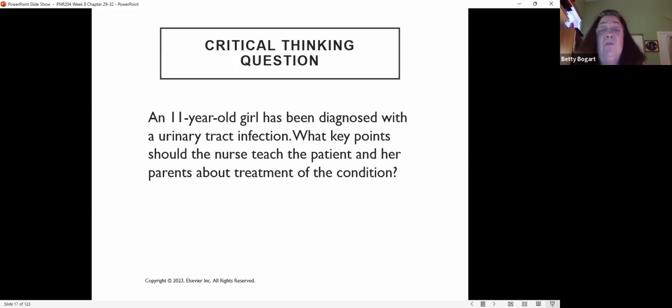Well, you have an 11-year-old girl who has been diagnosed with a urinary tract infection. What key point should the nurse teach the patient and her parents about treatment of the condition? What's the number one thing they should be taught that they have to be aware of when you are apt and prone to get urinary tract infections?